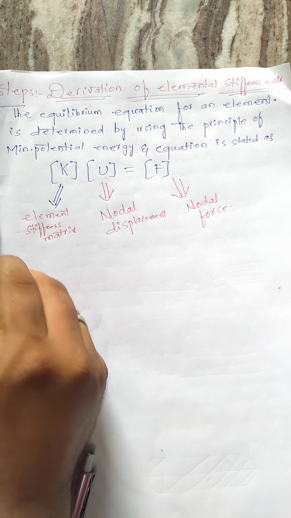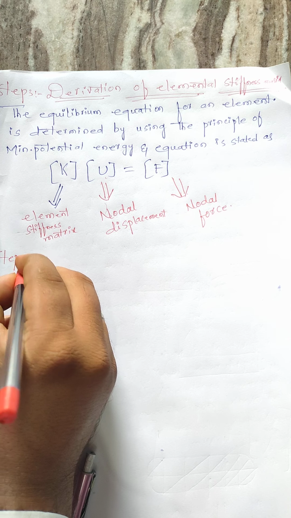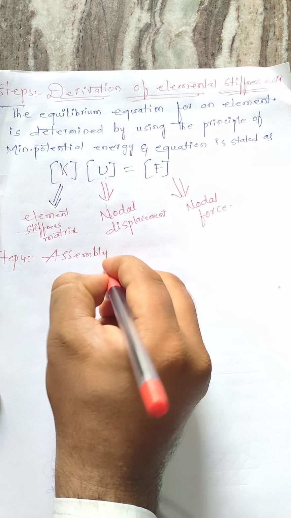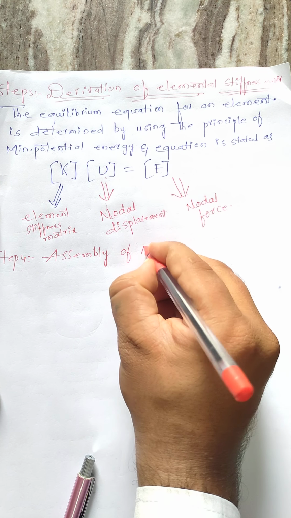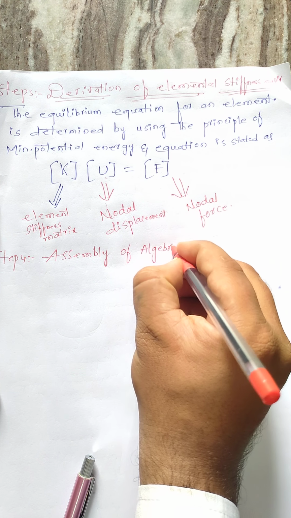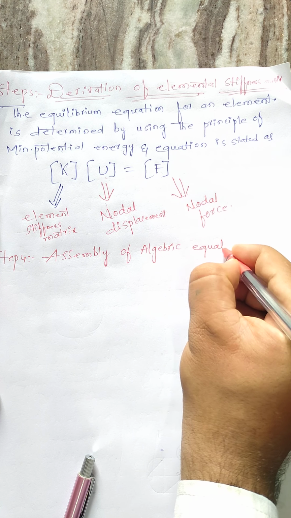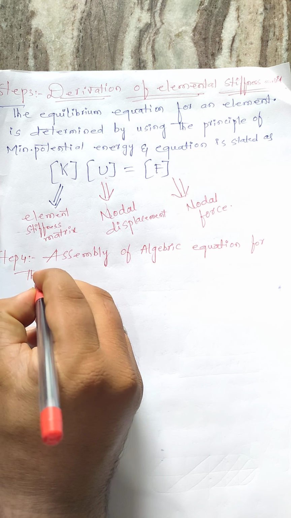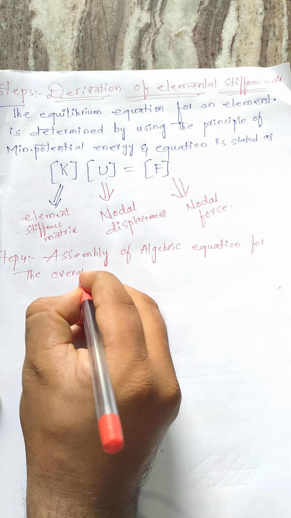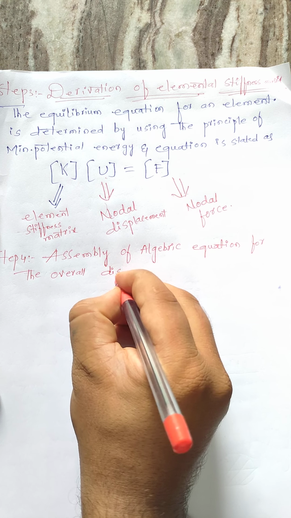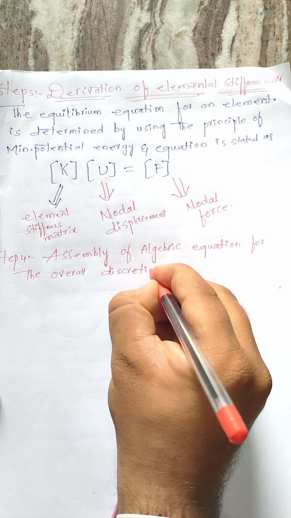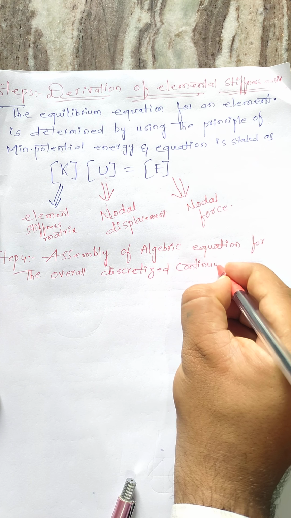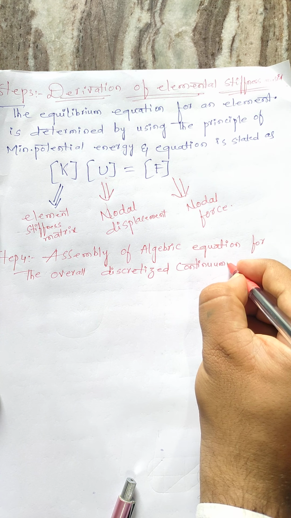Step number 4: Assembly of algebraic equation for the overall discretized continuum. Okay.